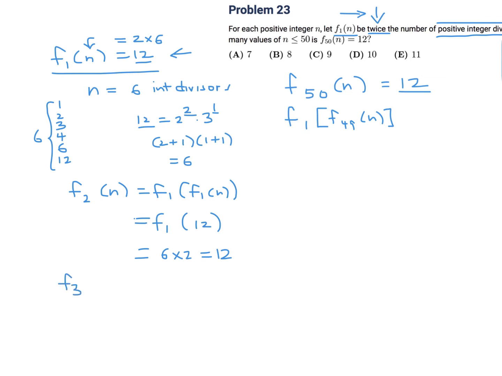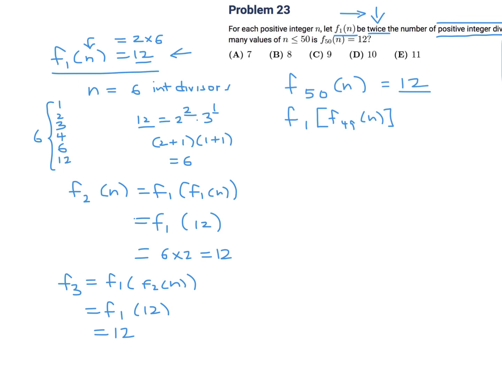So it seems like no matter what the iteration is, if 12 is the number, it's always 12 as an answer. So f at 3 would be f at 1 of f at 2 of n. f at 2 of n is 12. And there we go, we're right back to the same thing again. So 12 seems to be a recurring theme, meaning it's the same.